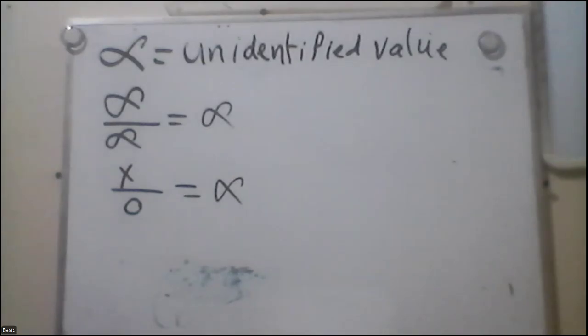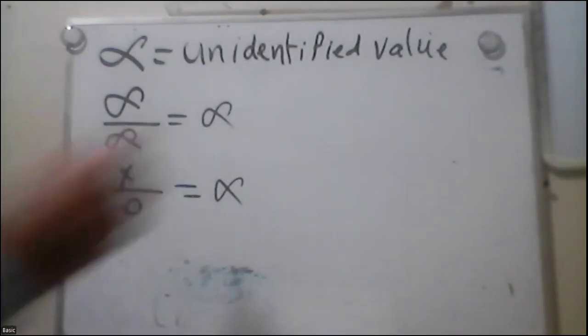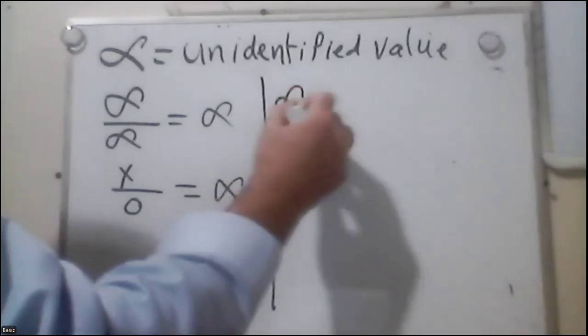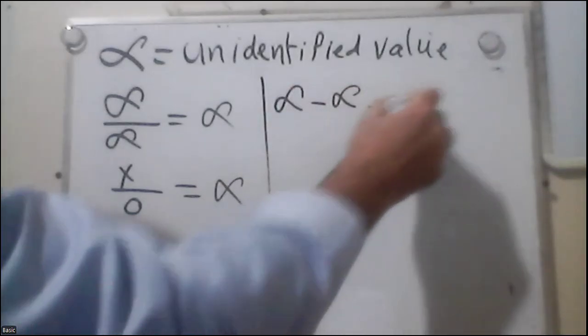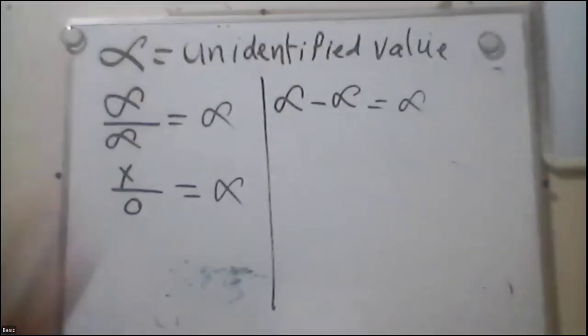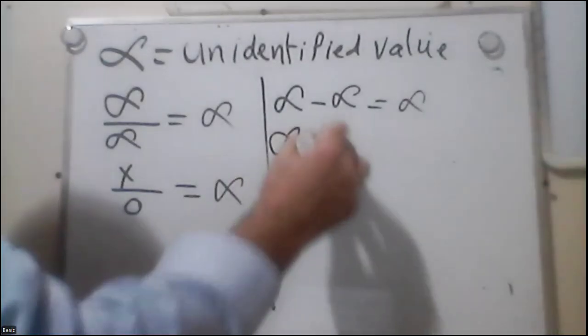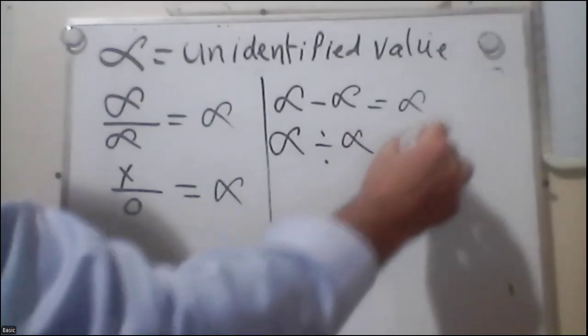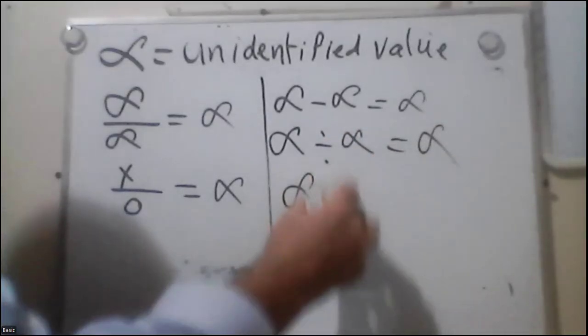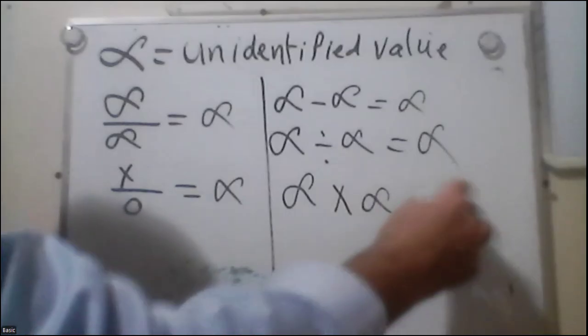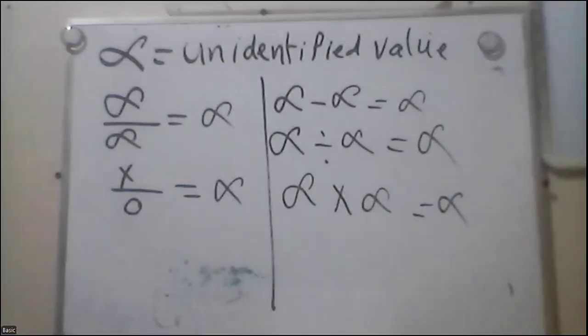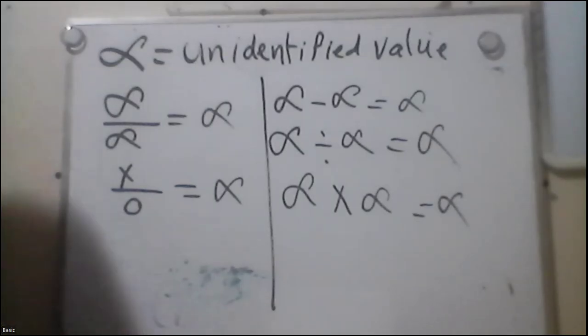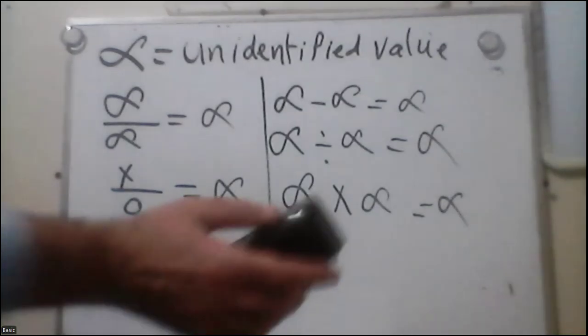Also, if I say infinite minus infinite, it will give me undefined, because I don't know where it will go. Infinite divided by infinite also gives undefined. Infinite multiplied by infinite will also give undefined. So it is undefined in all the cases, an unidentified value. This is the first part which we wanted to talk about.